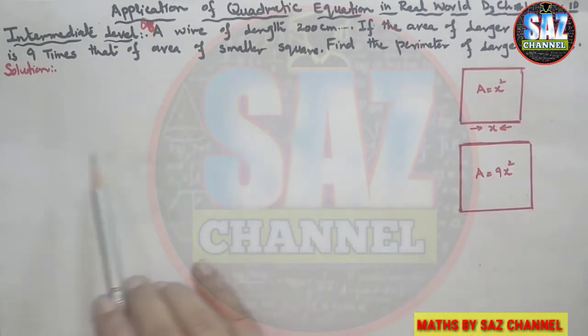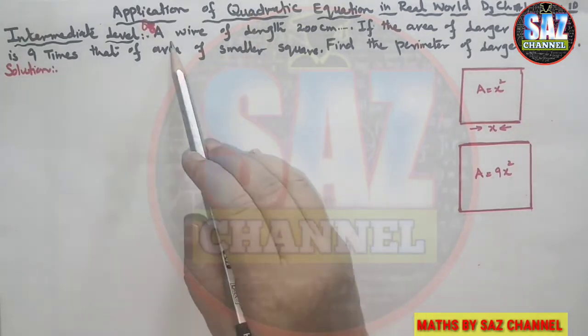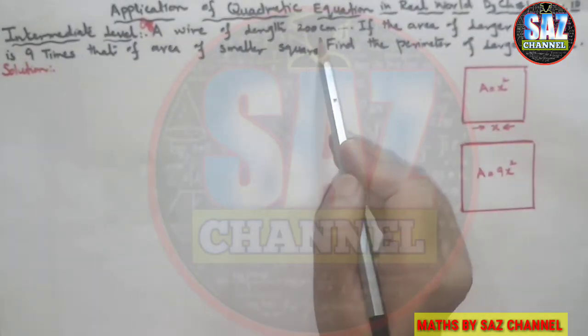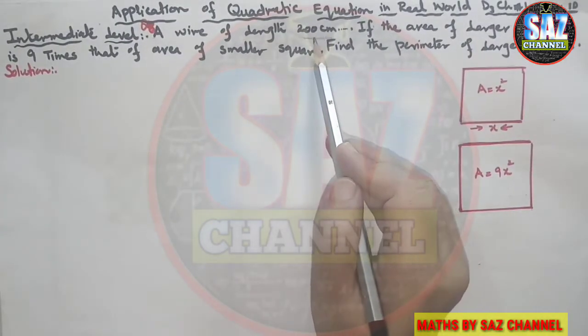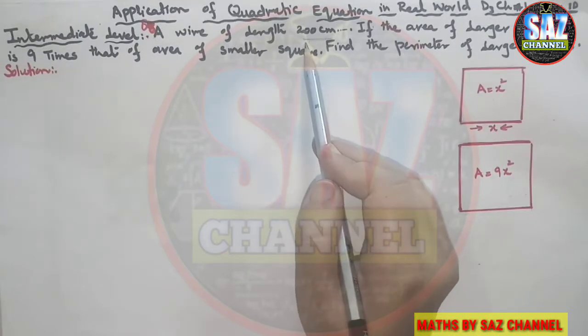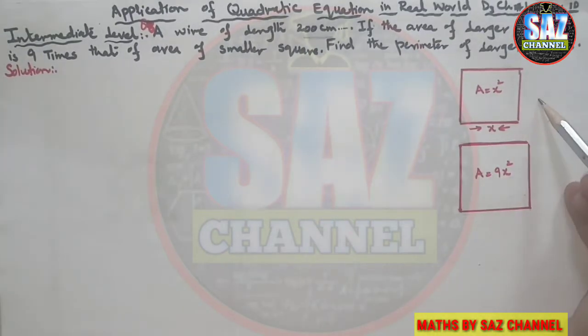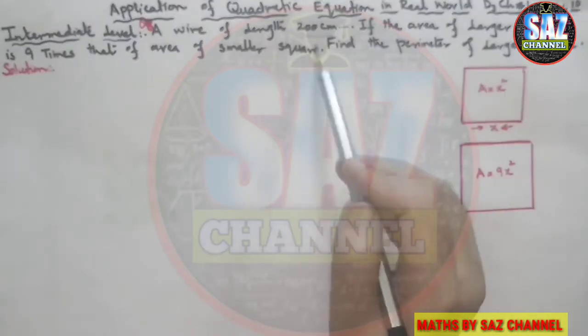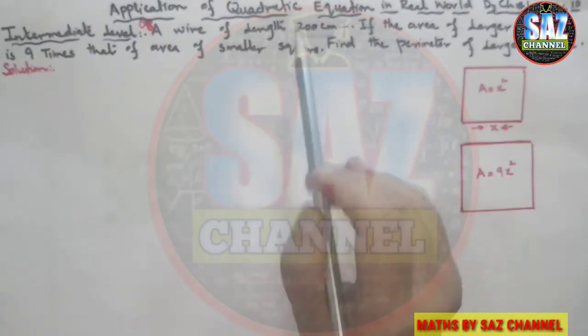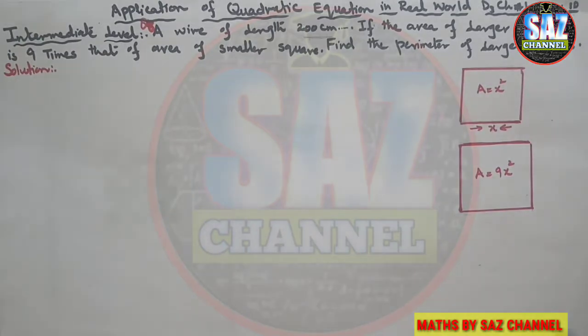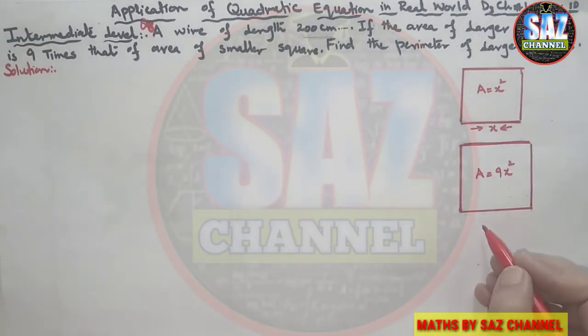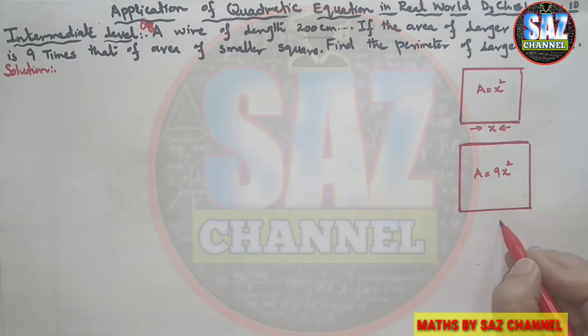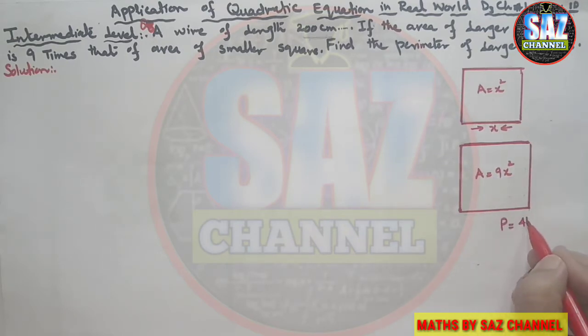The question is about a wire of length 200 centimeter. We are going to use this wire to make two squares of different sizes. So this wire will become actually the perimeter of the squares. So we should have the grasp on the formulas of area and perimeter. Perimeter of square is equal to 4L and area is L square.